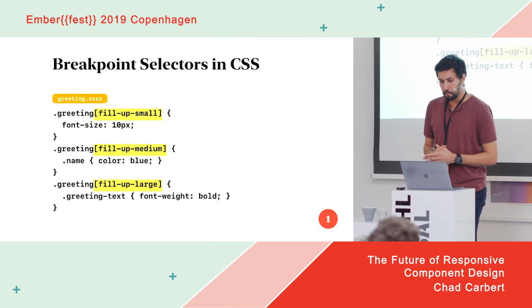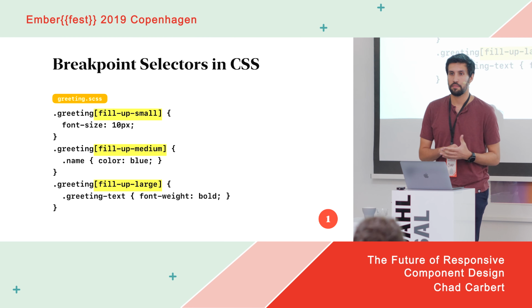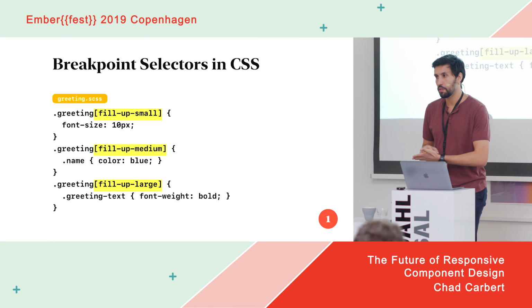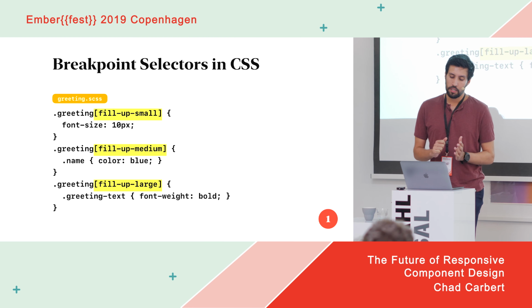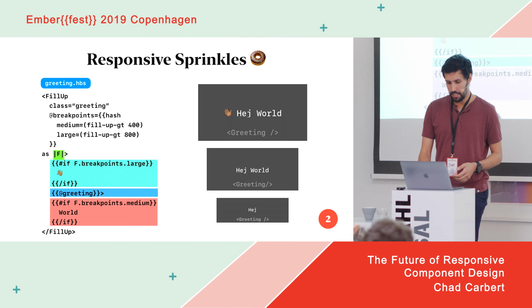You can also use these CSS attribute selectors to hook the styles off of the corresponding breakpoint. So in this example, we have a small breakpoint with a font size of 10 pixels, a medium breakpoint with the blue-colored name, and large breakpoint with bold green text. It's kind of random, but I think you get the picture.